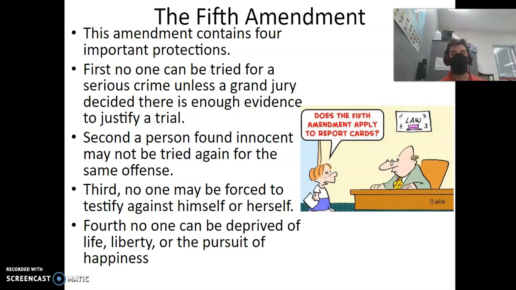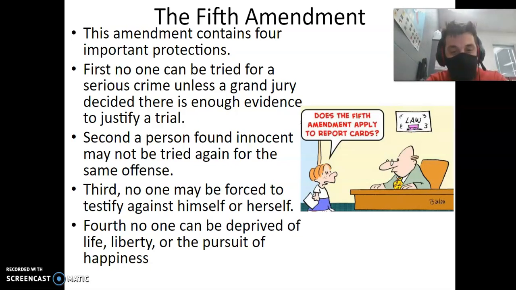Third, no one may be forced to testify against him or herself. So you have the right to remain silent, as they say. If I'm the axe murderer, again, on the stand, and somebody looks me in the eye and says, hey, did you kill that person with the axe? And I say, I plead the Fifth, I'm totally allowed to do that, and then I'm definitely going to be convicted. But that's the way it works.